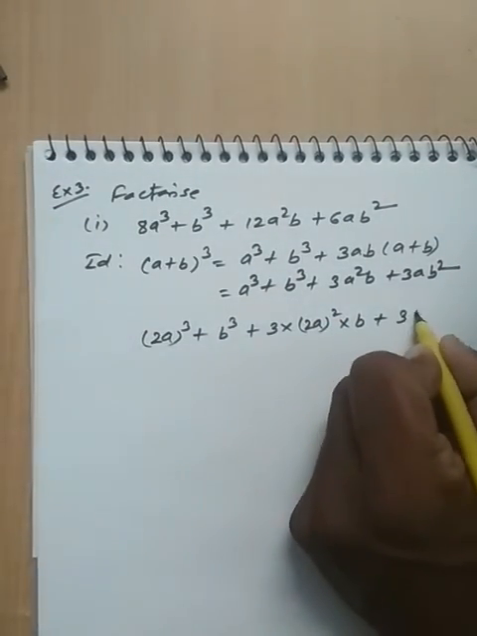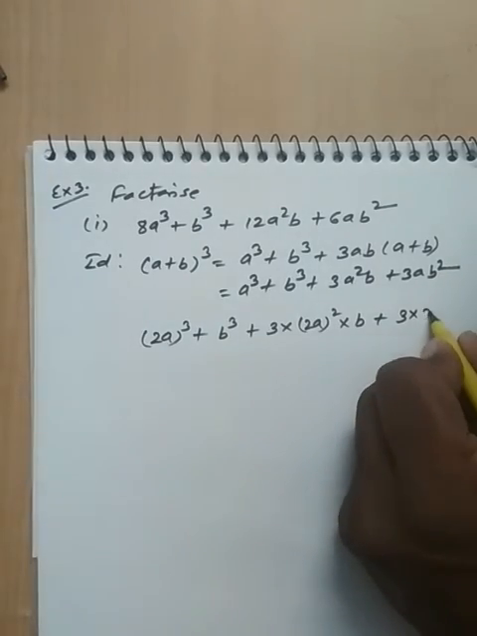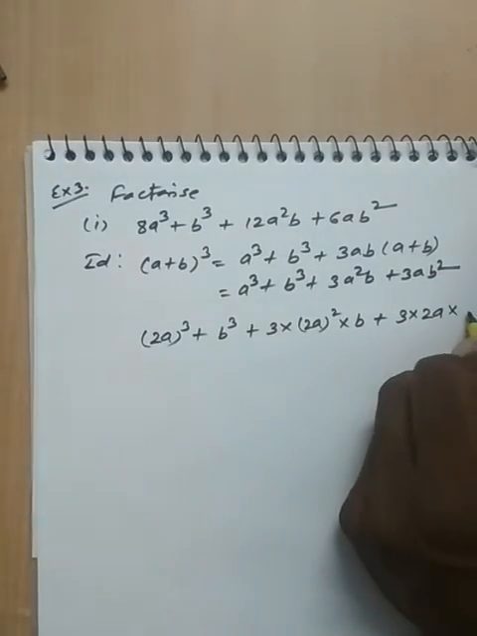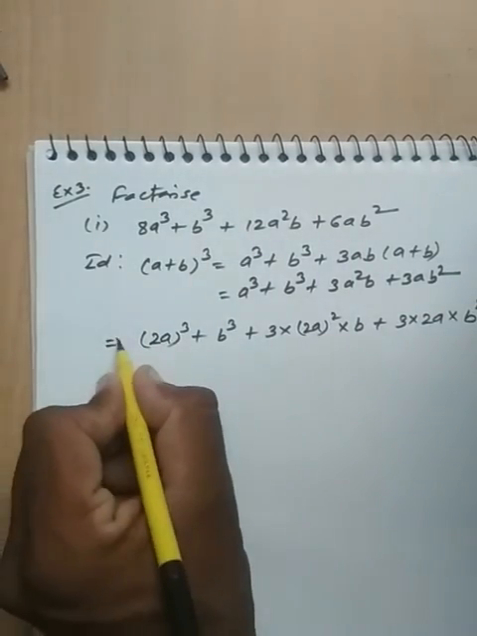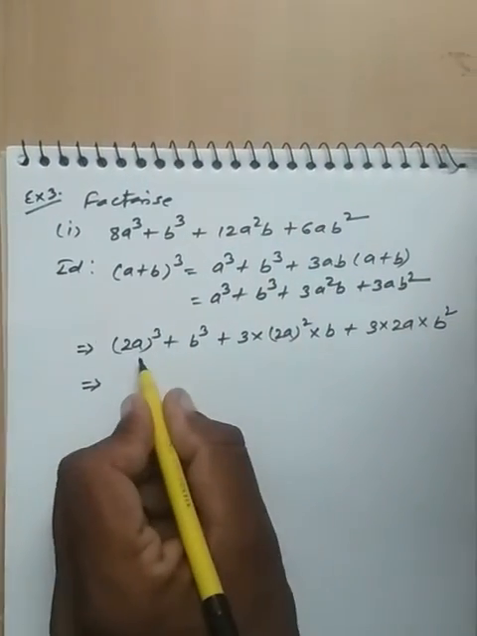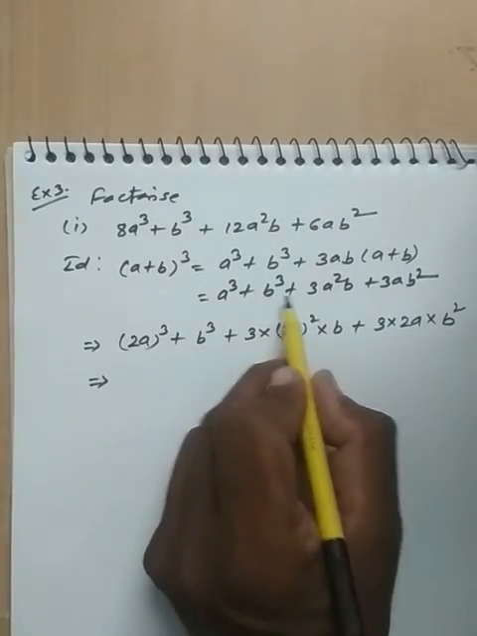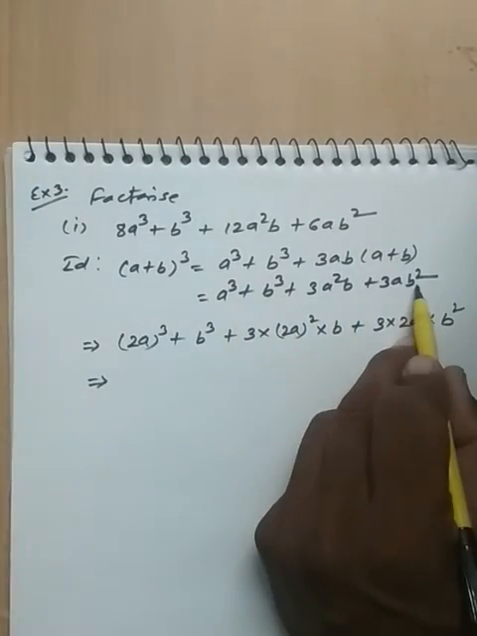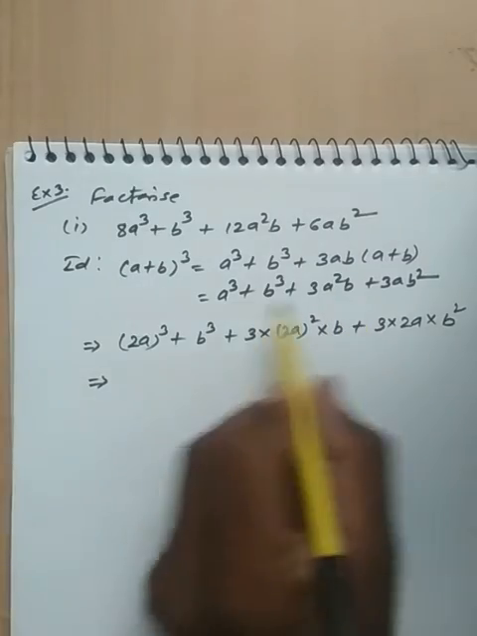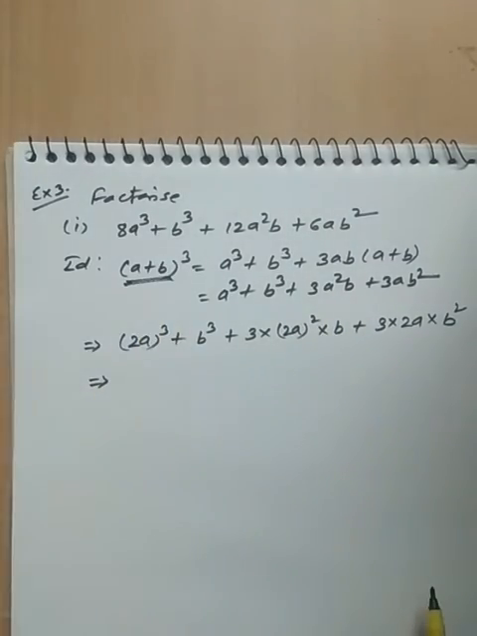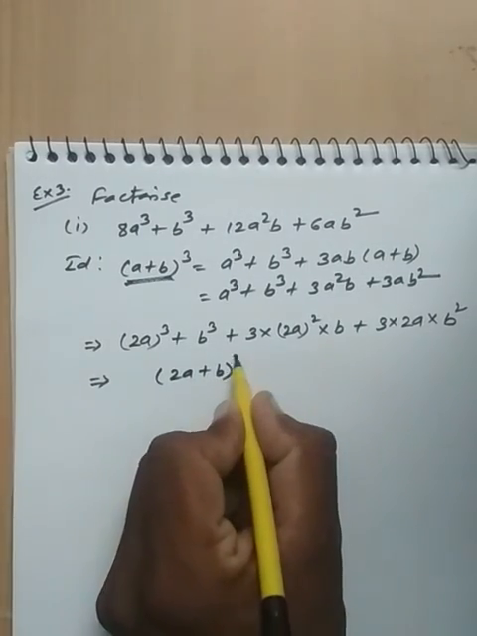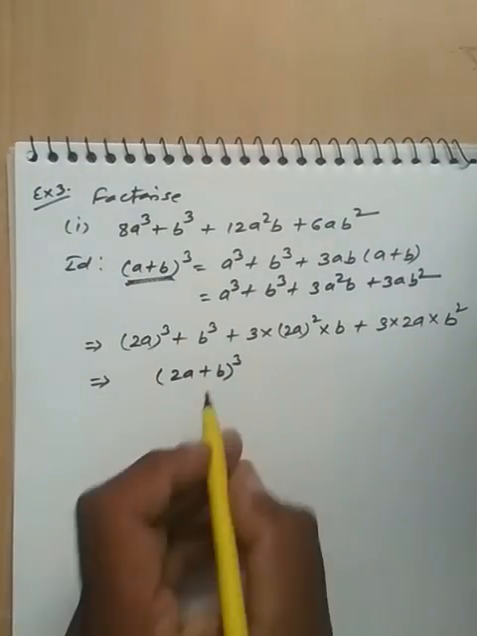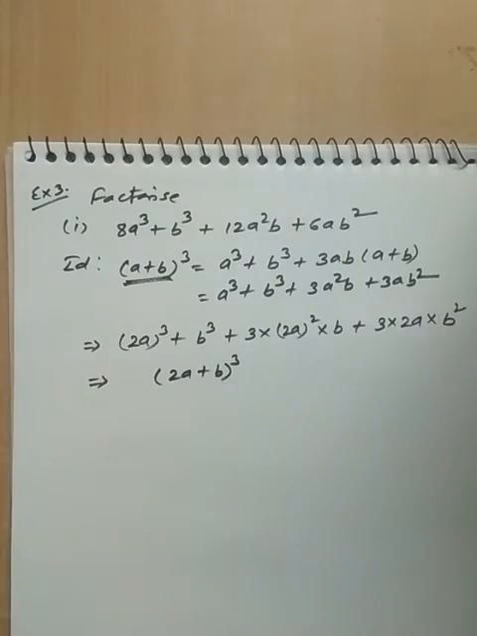Again 3a, in place of a there is here 2a, and b square, so 3 2s are 6ab square, and this term is equivalent to a cube plus b cube plus 3a square b plus 3ab square, and this identity is equivalent to (a plus b) whole cube. So here (2a plus b) whole cube, so (2a plus b) whole cube is the factor of the given algebraic expression.